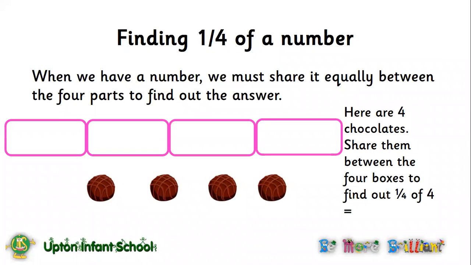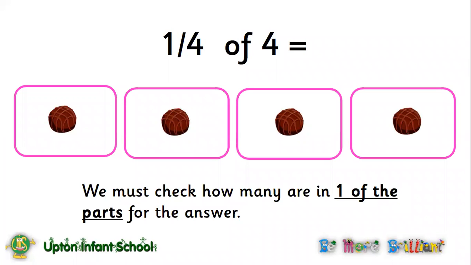Now when I'm finding a quarter of a number, it is similar to what we've just been doing, where we share it between 4 parts now to find out the answer. So this time I've got 4 chocolates, and I need to share them between the 4 boxes to find out what 1/4 of 4 is. So I need to move my counters into each box, and then I check how many are in just one of the boxes for 1/4, because it's one of the 4 parts. And I can see that I've only got 1 chocolate in there. So 1/4 of 4 is 1.